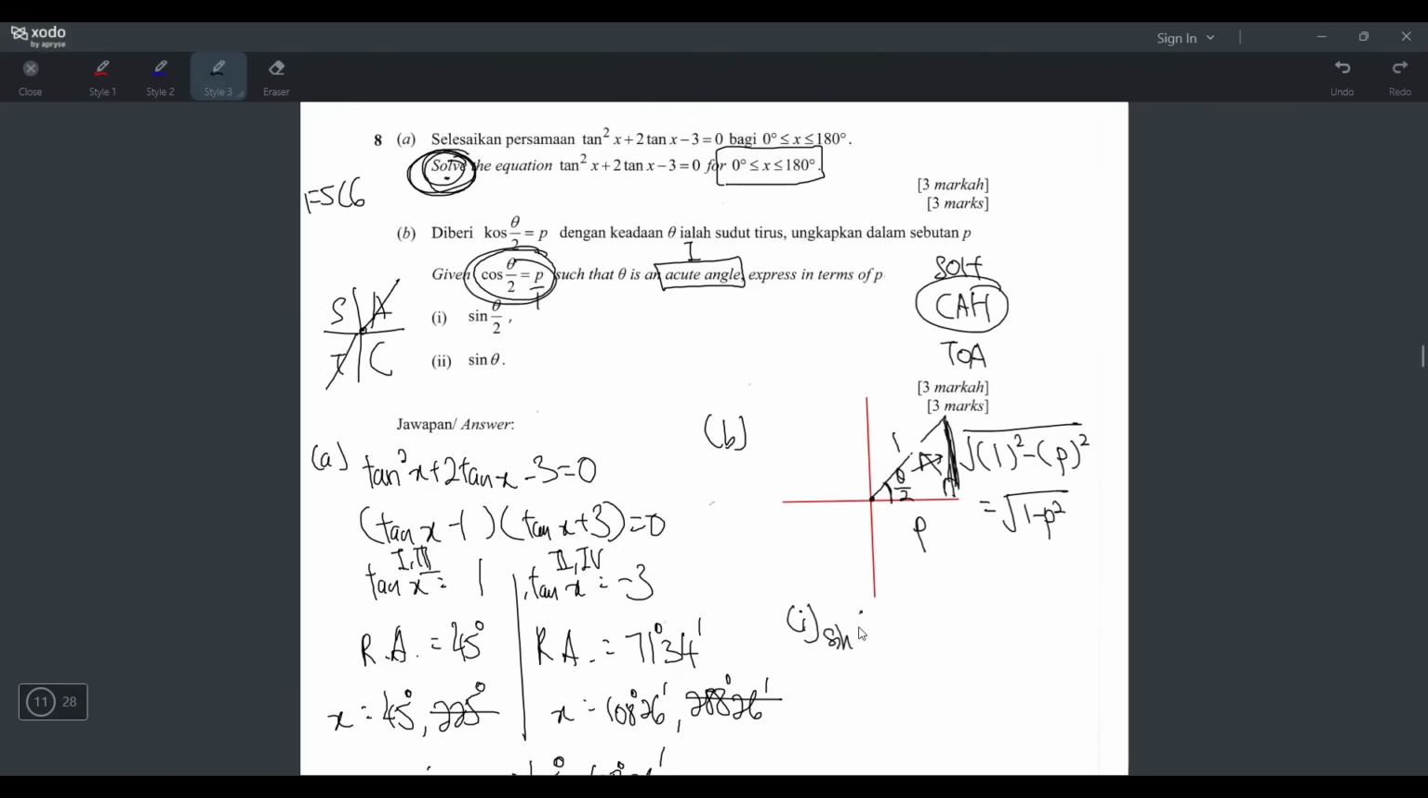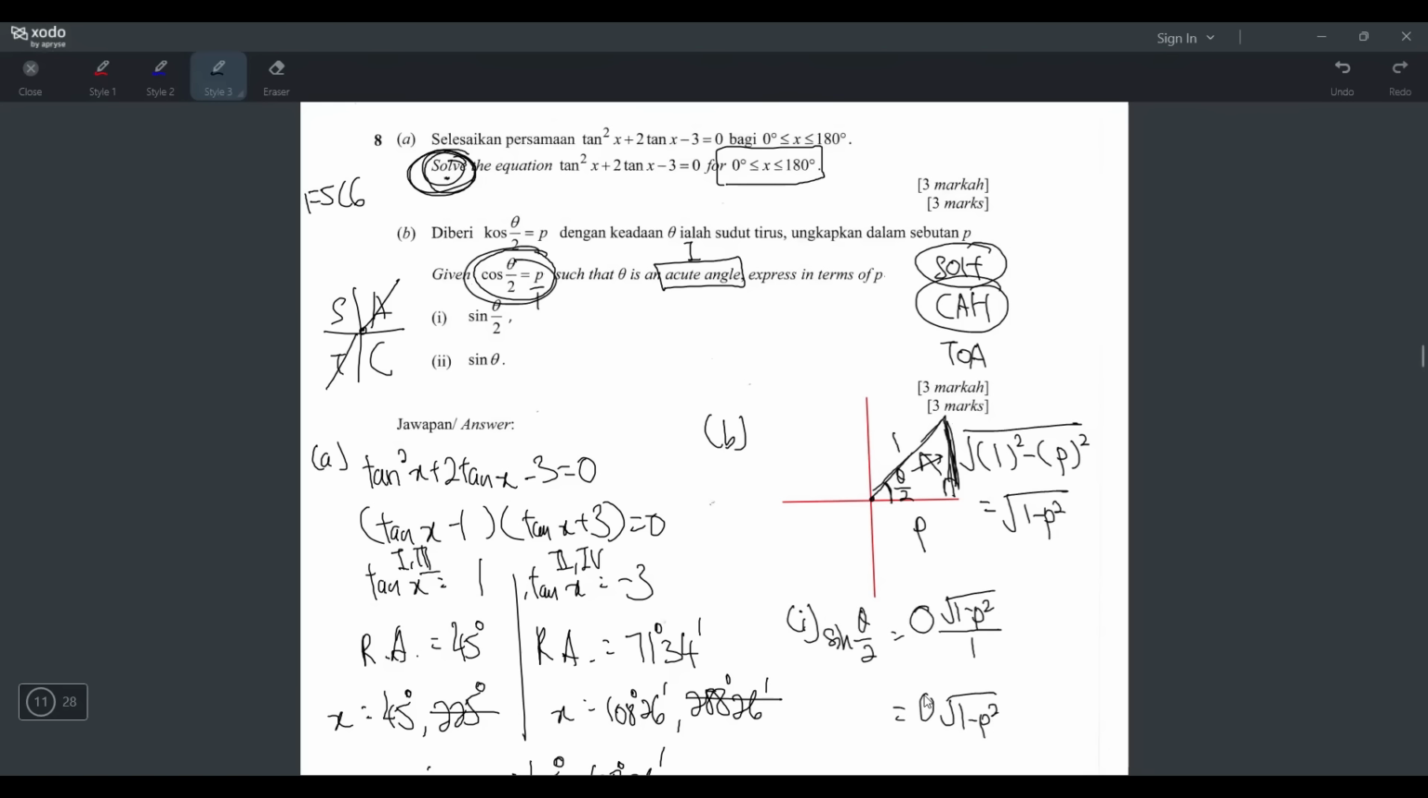They're asking for sine theta over 2. And it's good because in this diagram, this angle is theta over 2. So I can just straight away use this to find the sine. Sine formula is SOH, opposite divided by hypotenuse. So I will leave an empty space here and then write opposite, which is square root of 1 minus P square, over the hypotenuse, which is 1. So the answer is square root of 1 minus P square.